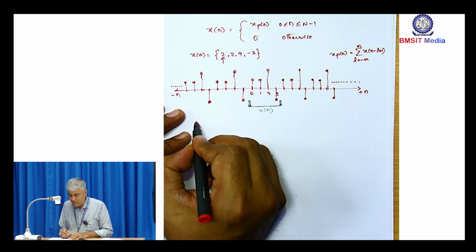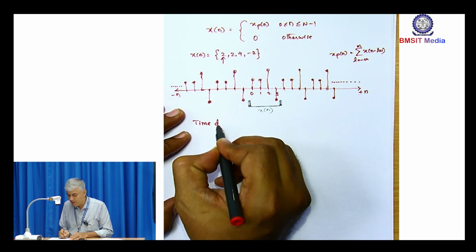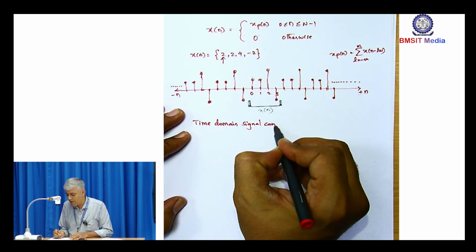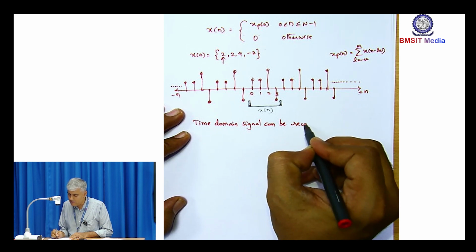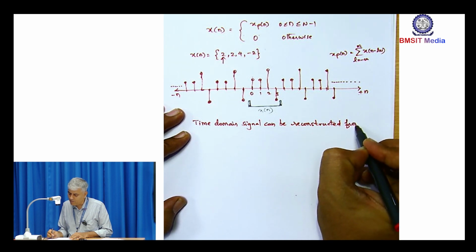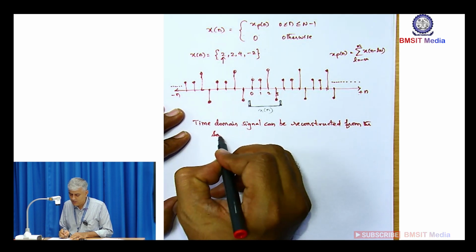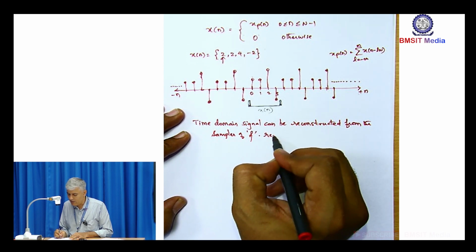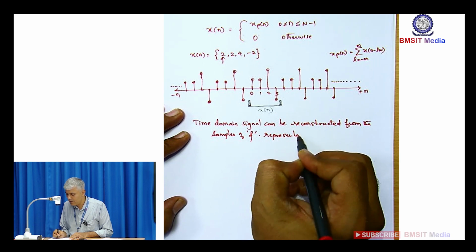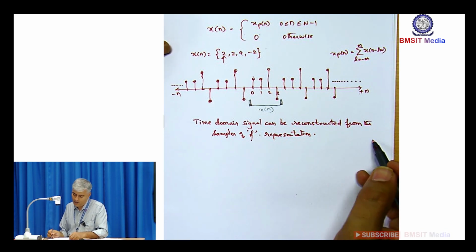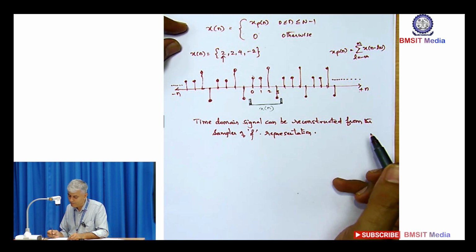So, from this discussion it is evident that the time domain signal can be reconstructed from the samples of the frequency domain representation. From the frequency domain representation you can obtain it. And what is the condition? Is it without any condition? No, there happens to be some condition.